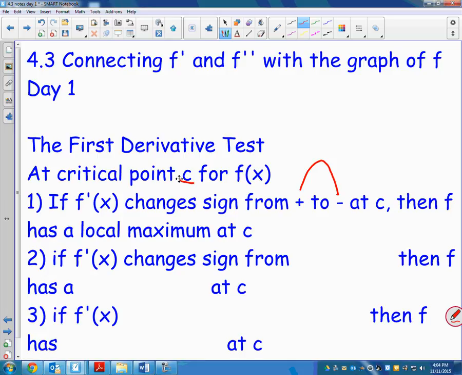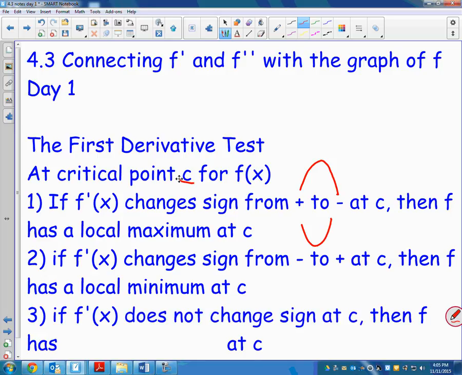And we can say the same thing: if your derivative changes sign from a negative to a positive, and we know a negative derivative means your function's decreasing, to a positive derivative, which means it's increasing, then we know decreasing to increasing is going to give us a relative or local minimum value. And we've already seen, what's the third option?